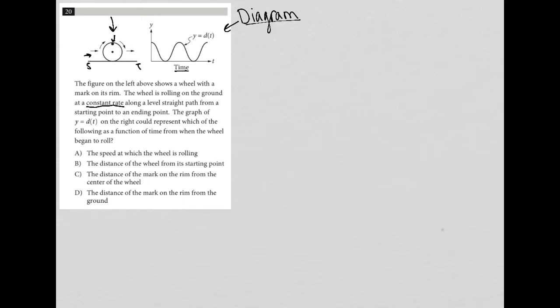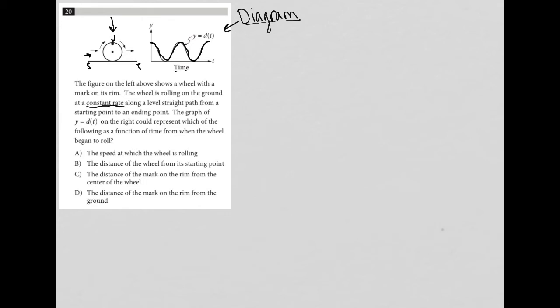The graph of y equals d of t on the right could represent which of the following as a function of time from when the wheel began to roll. So what's happening in this graph, y equals d of t? Well, it's starting up at a high point, and then it's going down to a low point, and then back up, right? So high, back down to 0, basically, and back up. So, over time, whatever it is that this graph is representing just kind of oscillates between 0 and some type of max value, and then right back down.